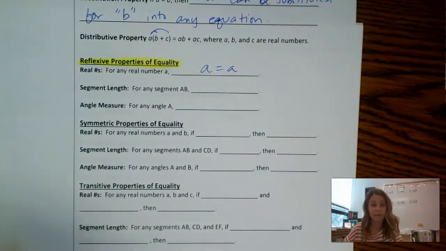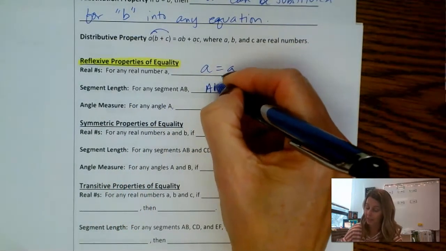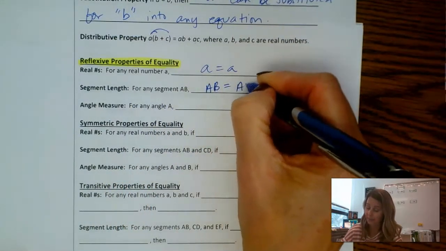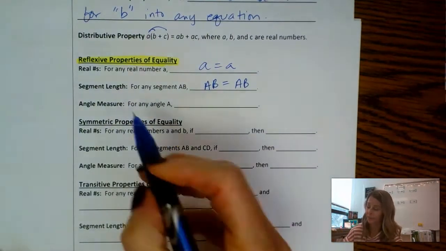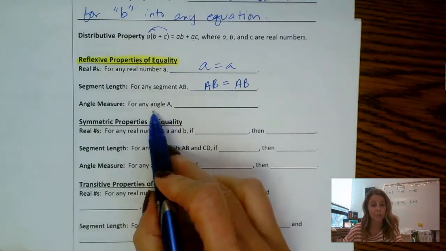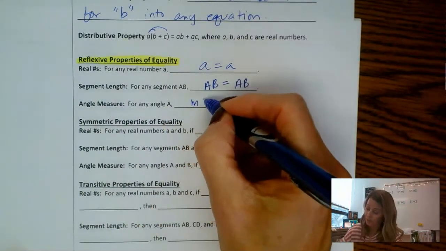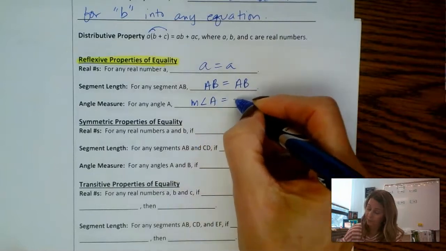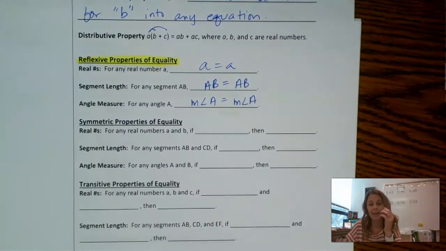Let's say I'm referring to segment lengths. For any segment AB, AB is equal to AB. The reflexive property just says an item is equal to itself. So maybe we're dealing with angle measures. For any angle A, the measure of angle A is equal to the measure of angle A. So an item equals itself. That is the reflexive property.